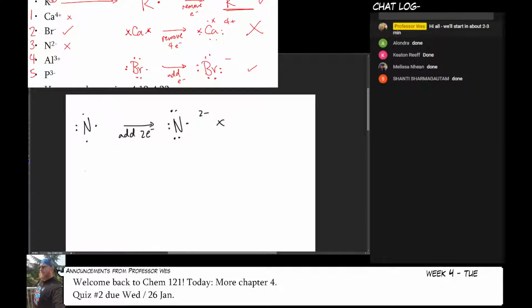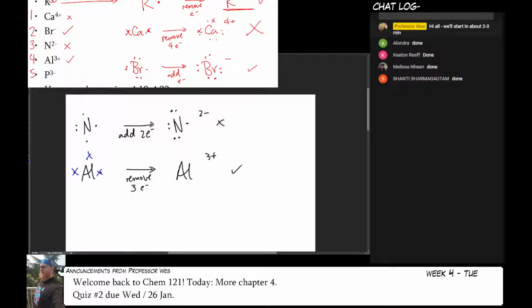What about aluminum 3 plus? So here's aluminum. Aluminum is in group 13. It would have 3 valence electrons. To make it 3 plus, I need to remove 3 electrons. So here we go. We'll just get rid of 3 electrons, 1, 2, 3. Do I have an octet? Well, there's no valence electrons left. The next layer down becomes the octet. So this is an octet.